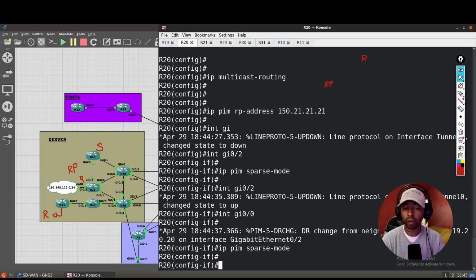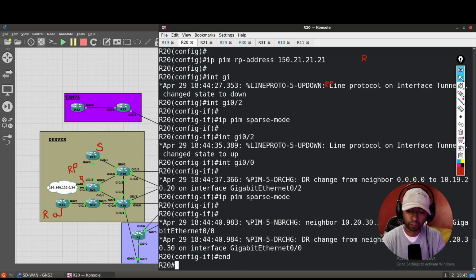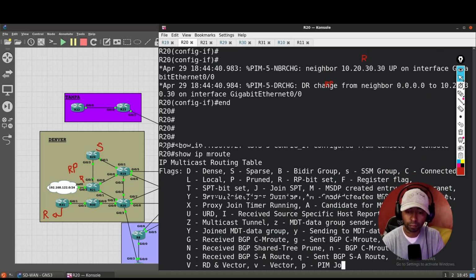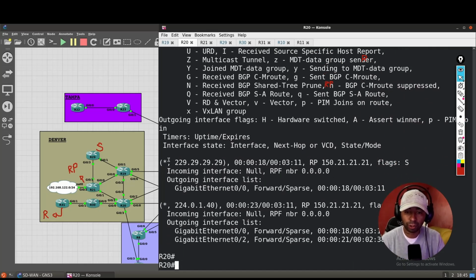Really good. We are not going to allow PIM sparse mode on the interfaces that go to the service provider that is in the MPLS. We are not going to allow this. Also in the router 19, we are not doing this. Show IP mroute. The *,G is here of the group, right? Really good.